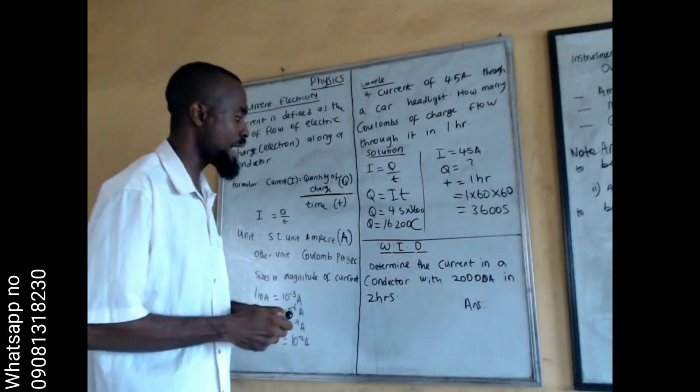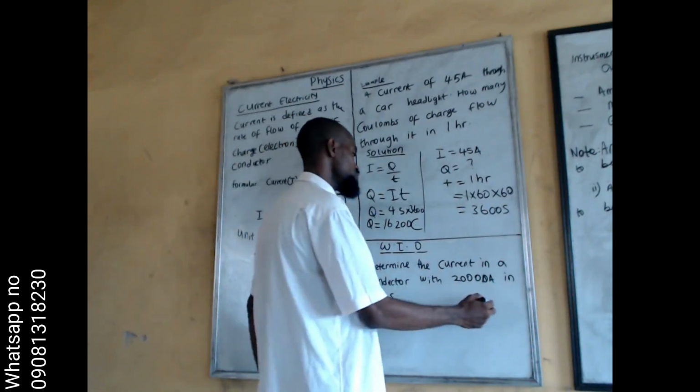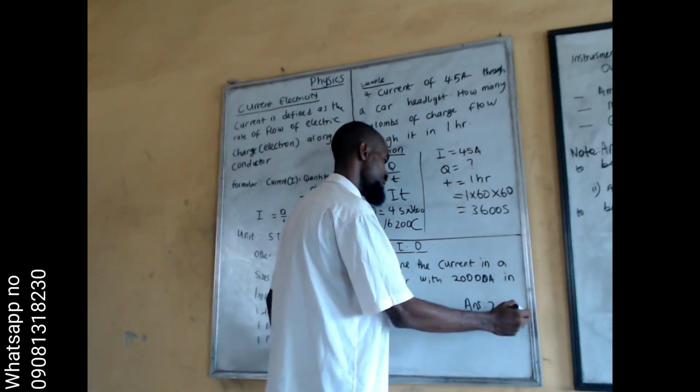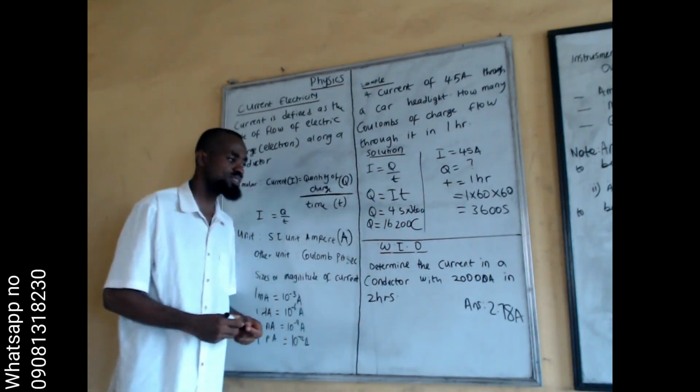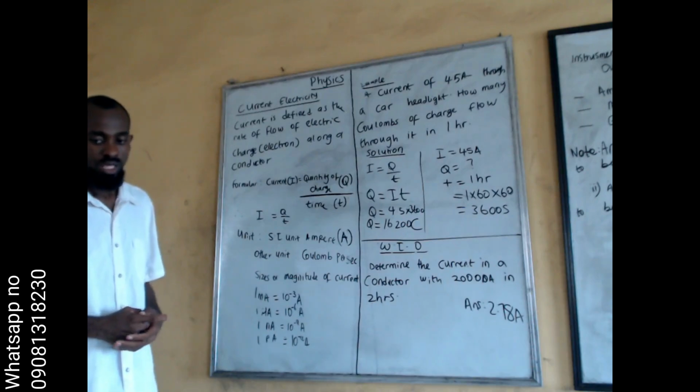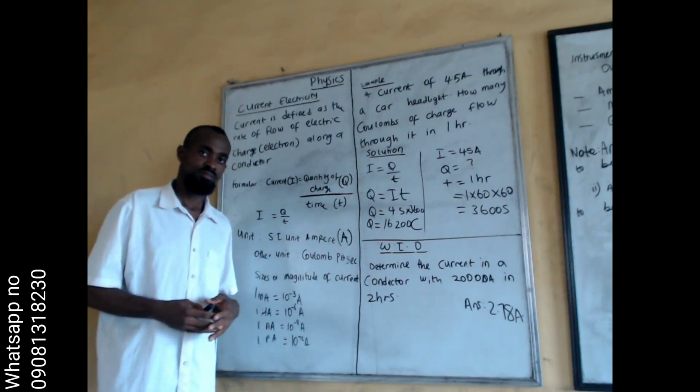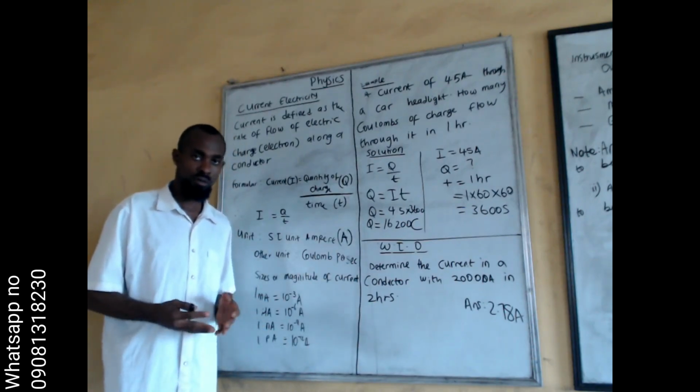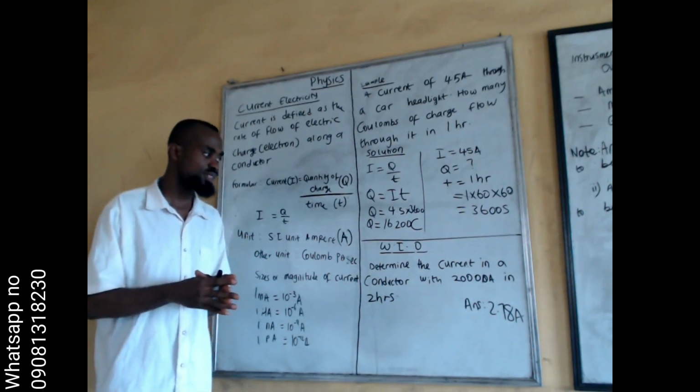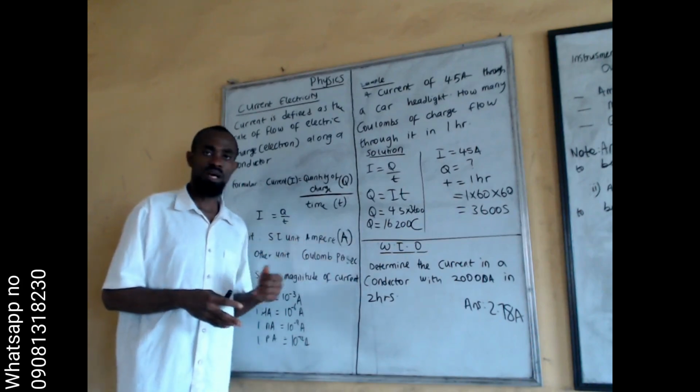You are done, the answer for current should be 2.78 ampere. If you do it very right, 2.78 ampere. Now we have just learned the definition of current, or you can say current electricity. You know the formula for current, the SI unit for current, and you can do calculations with the formula for current.